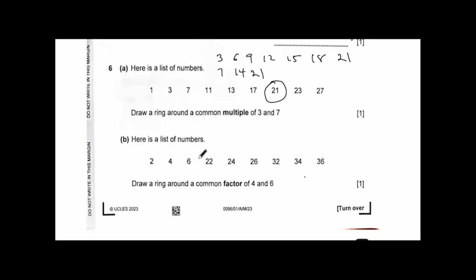So we have the B part there. Here is a list of numbers. Draw a ring around a common factor of 4 and 6. Factors of 4 are all the numbers that can divide 4. So factors of 4 will be 1, 2, and 4. Then factors of 6 will be 1, 2, 3, and 6. So the common factor of 4 and 6 in this case is 2, as it is shown here. So we'll circle this.